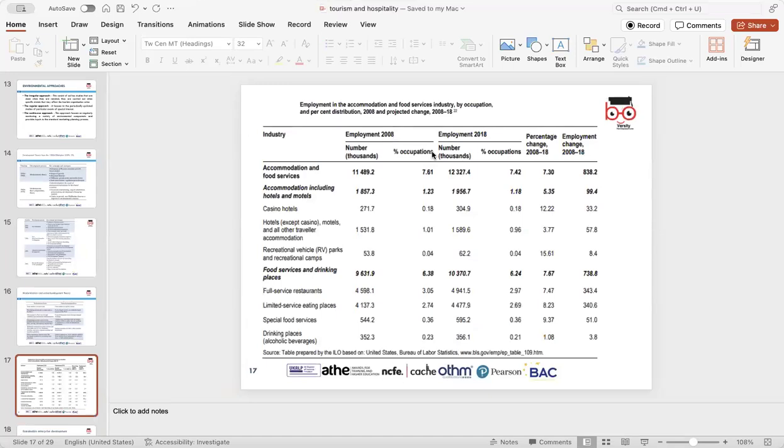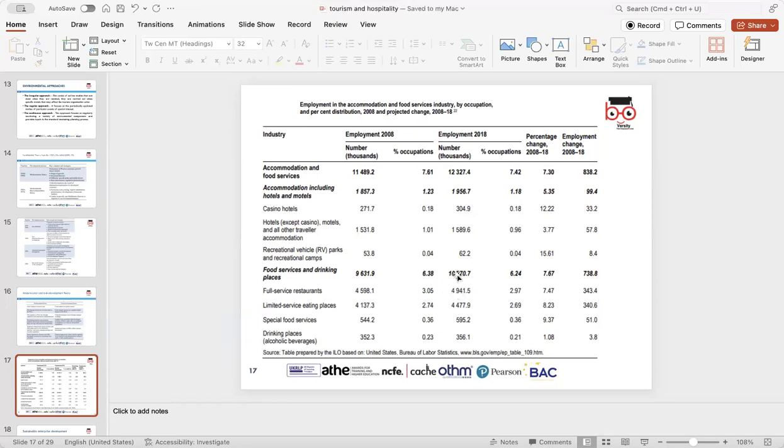Employment trends in tourism and hospitality. If you go through these figures, between 2008 and 2018, the tourism and hospitality industry has experienced notable employment trends. So the sector saw an increase in overall employment with significant growth in specific areas. Accommodations and food services, for example, grew by approximately 7.3%.